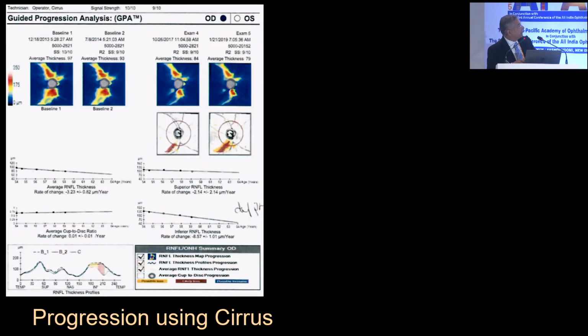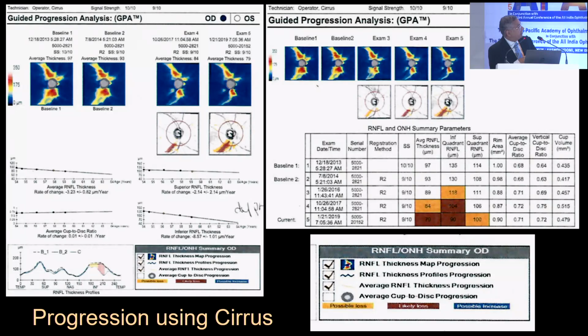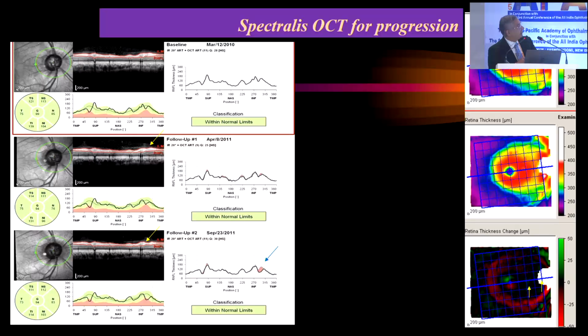Glaucoma progression, you can see that on the Cirrus with 2 baseline images from which the next subsequent images are subtracted. You can see the slope. You can see that in the cup to disc ratio as well as in the nerve fiber layer, and you can see where the probability is. And you can also see in color coding of the nerve fiber layer thickness.